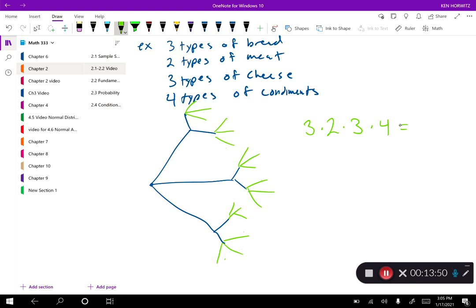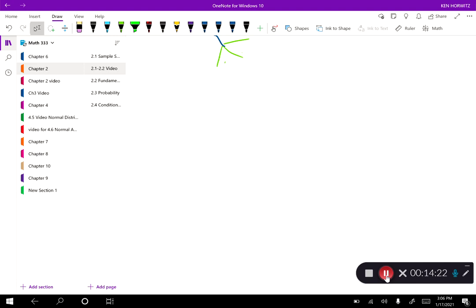All right, so I got 72 different types of sandwiches. And what you notice here is that this tree diagram is getting very large very quickly, very hard to draw, very hard to keep track of. But if you use this multiplication rule, you can get the same number of sandwiches, and it doesn't take nearly as long. All right, so let's move on to the next example.